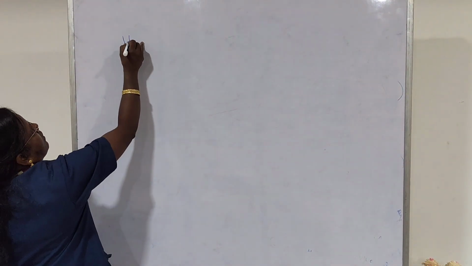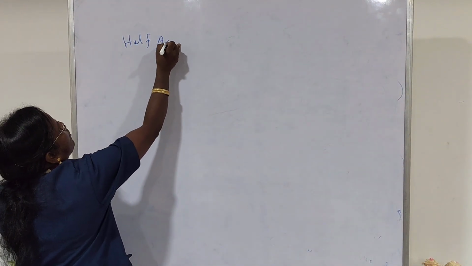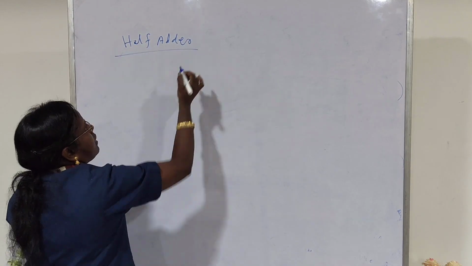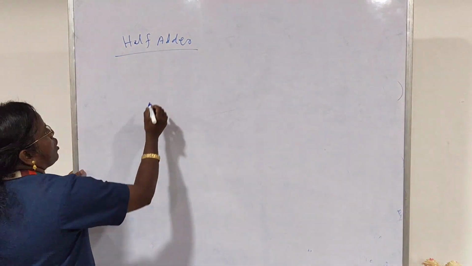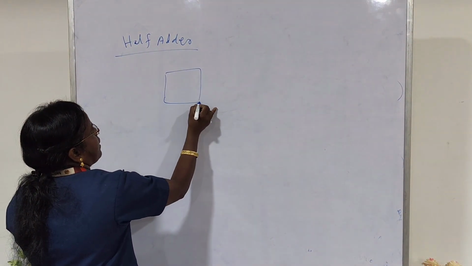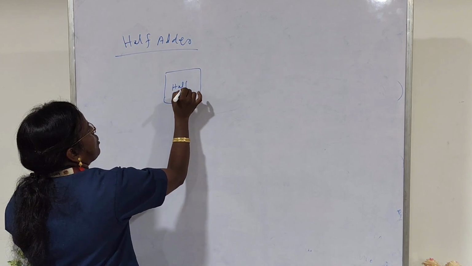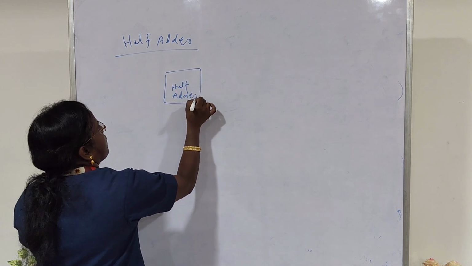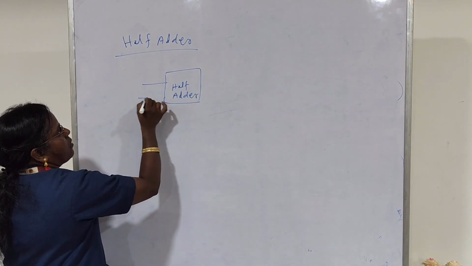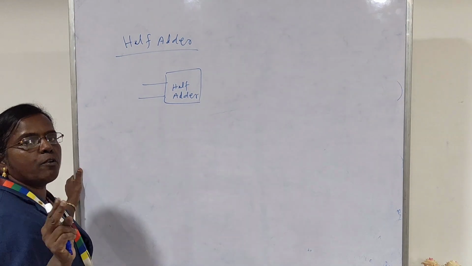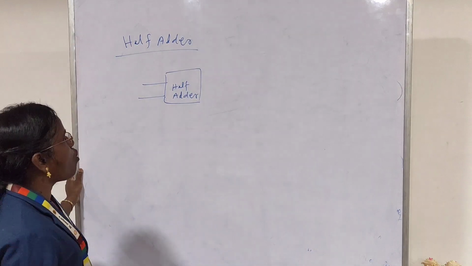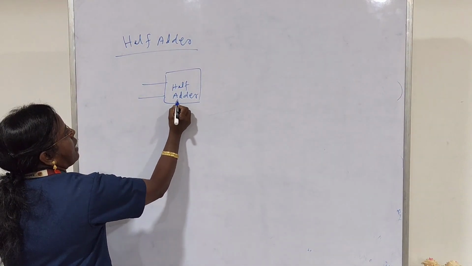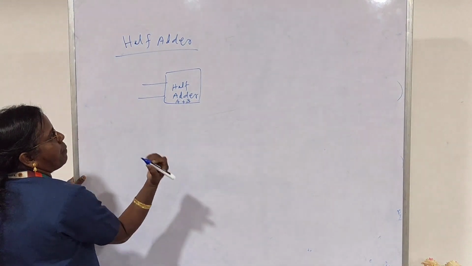First, take this half adder. What is a half adder actually? This half adder is basically a combinational logic circuit which performs single bit addition. So we can draw the block diagram for that. This is my half adder circuit. It performs addition using operands. How many operands do we have to use? Two operands. Take them as A and B. So it can perform A plus B.